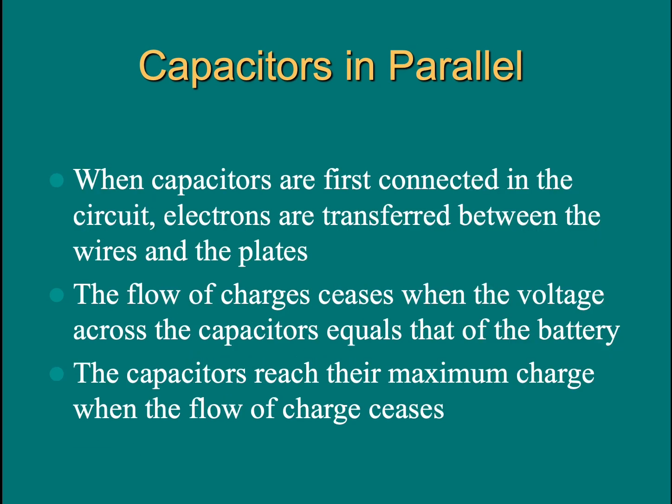If we have two capacitors that do not carry charge initially, we connect them to a battery in parallel. The charges will flow. Positive charge will flow to the plates that are connected to the positive terminal of the battery. Negative charge will flow to the plates that are connected to the negative terminal. The capacitors will reach their maximal charge when the flow of charge stops.